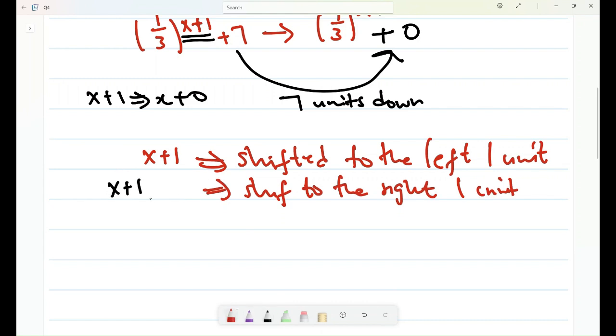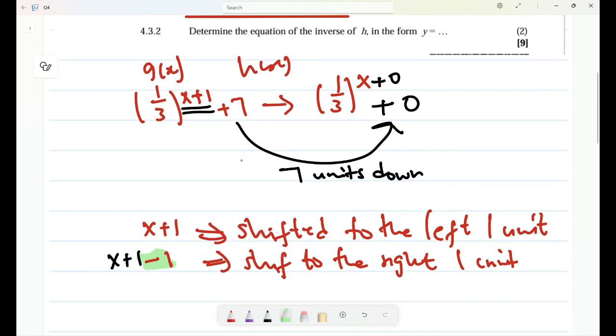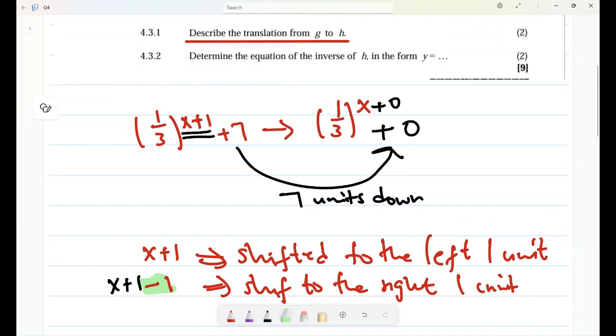If I have x plus 1 and I shift 1 unit to the right, it means I have to subtract 1. Why? Because when I add 1, I move towards the left, but when I move to the right, I subtract 1. This is very important. So this is going to be 1 unit to the right. I know it's weird, but yes, it's 1 unit to the right.